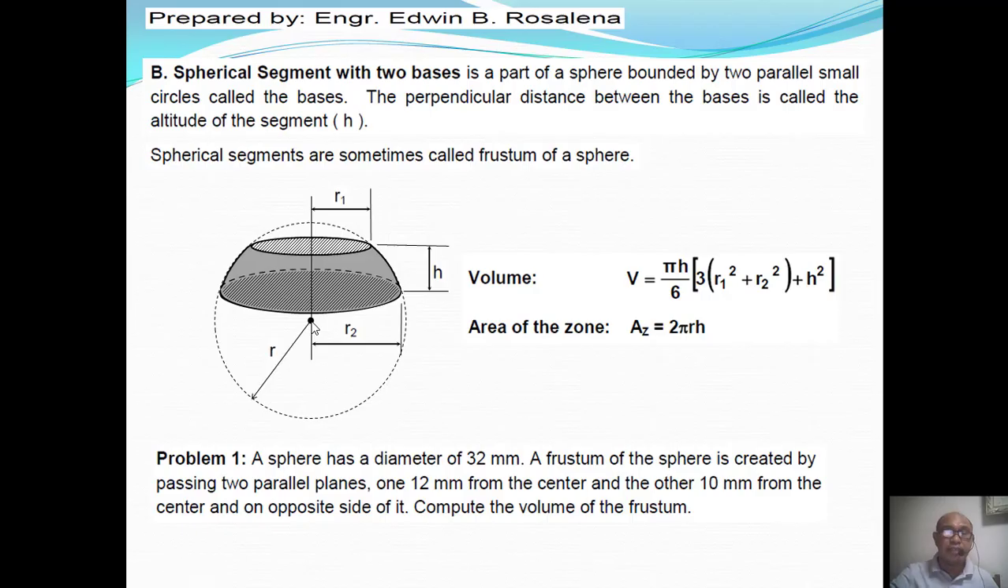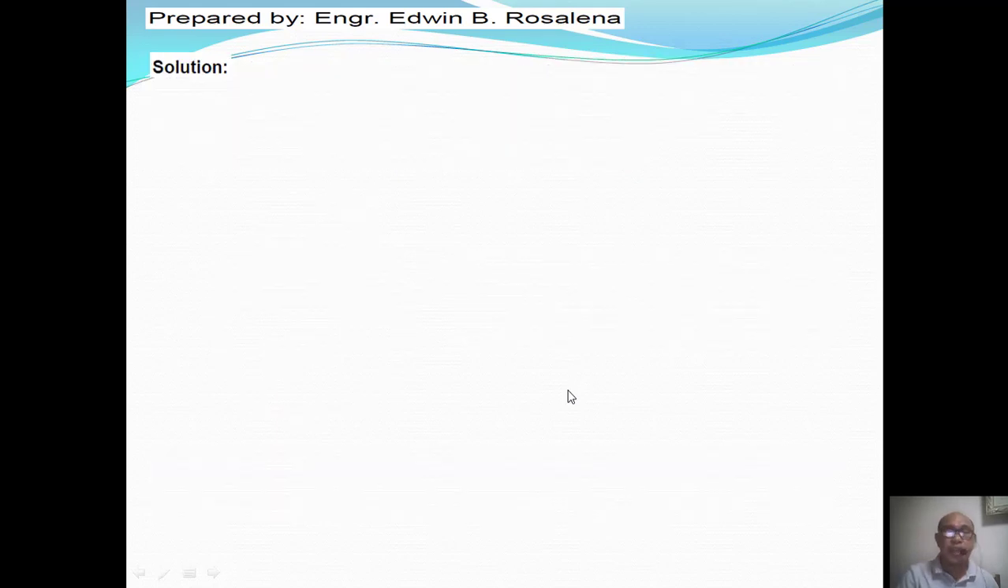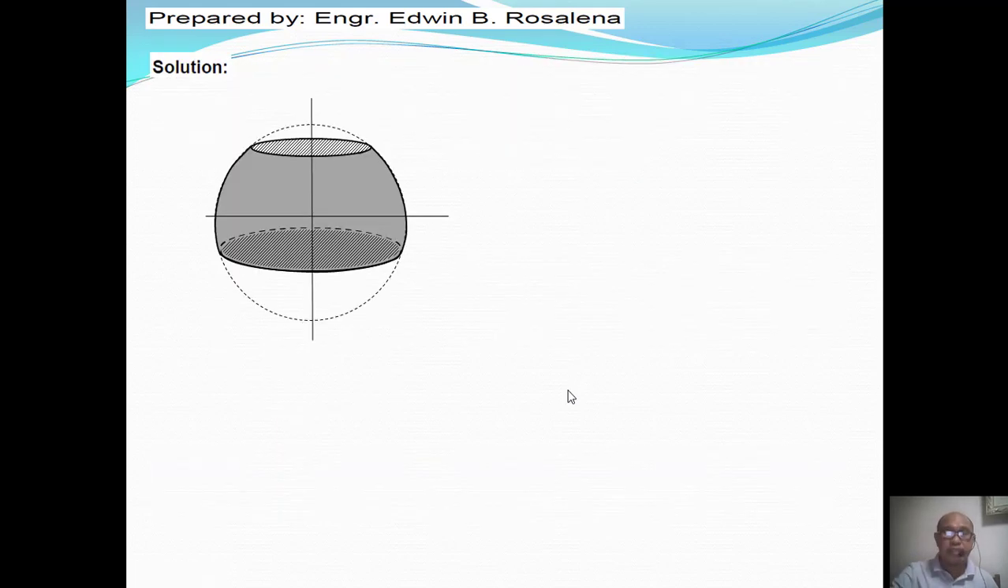From the center of the sphere. Okay? So, let's visualize it. Let's draw it. Okay, so this is our spherical segment with two bases.